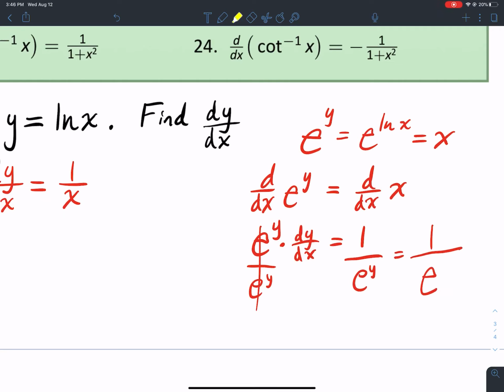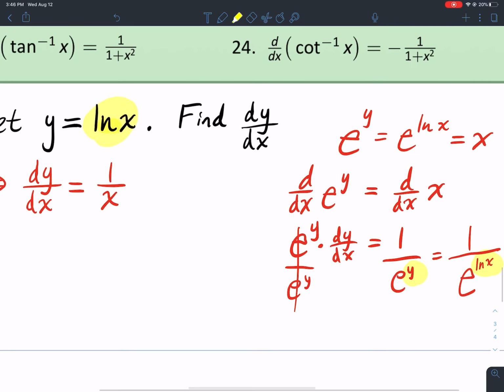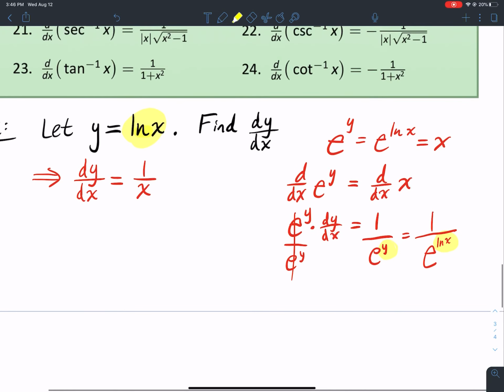And so what do I have? I have 1 over e to the y. But e to the y is defined to be x here. And so what did we say? e to the ln x reduces to what? x. And so this equals 1 over x. So we just proved that dy/dx equals 1 over x. Okay, so that's how it's proved. Pretty cool.